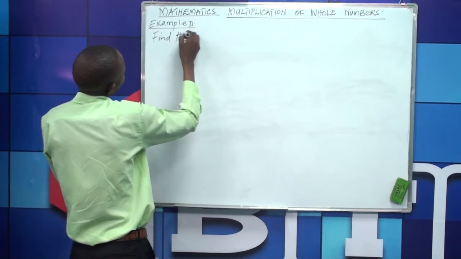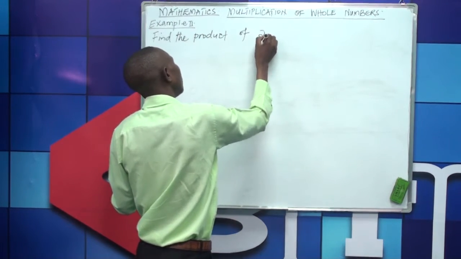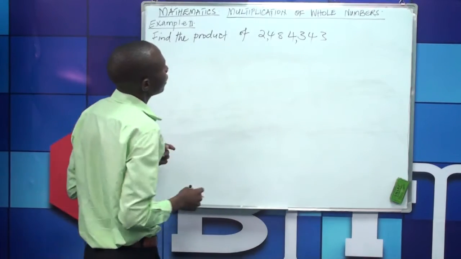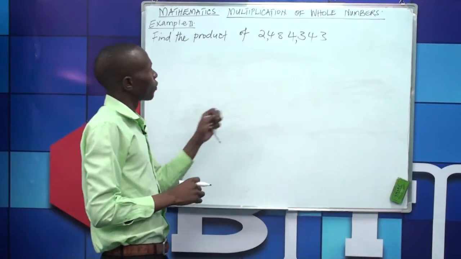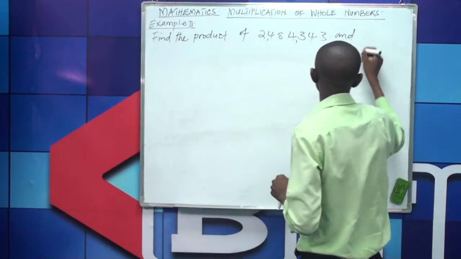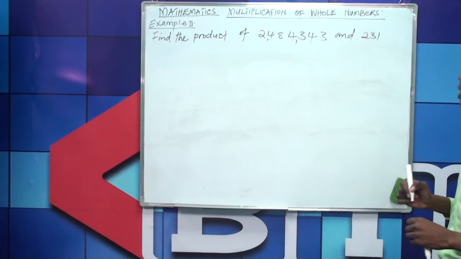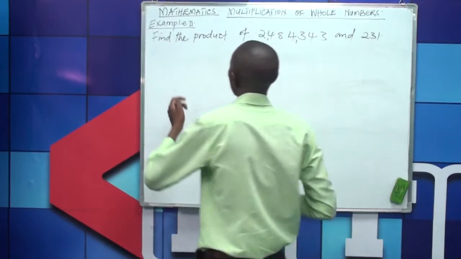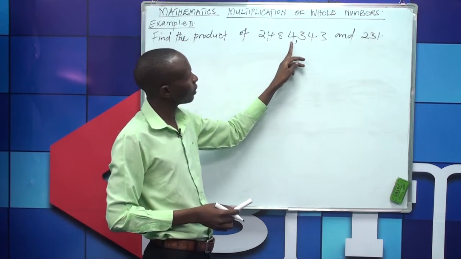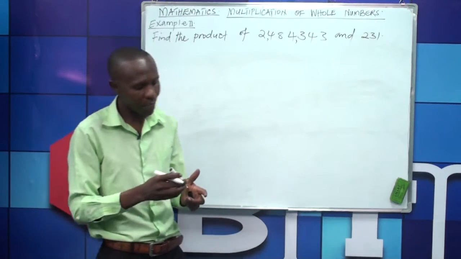find the product of 2,484,343 and 231. So I want us to look at this. They have said, find the product of 2,484,343 and 231. So we want us to look at the product here.